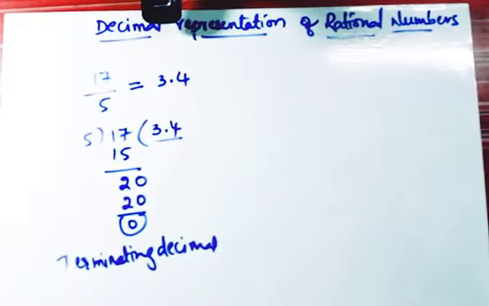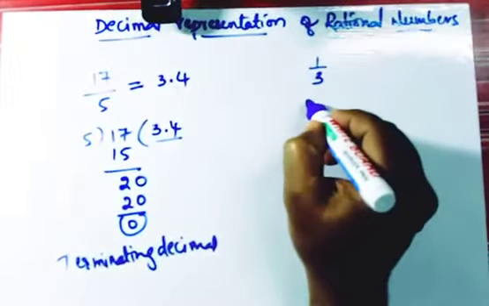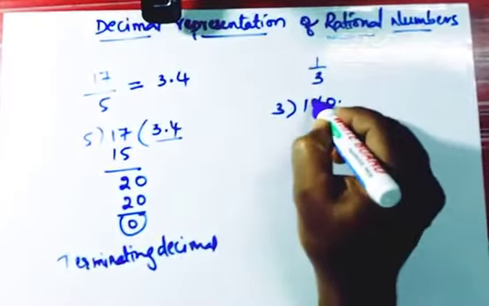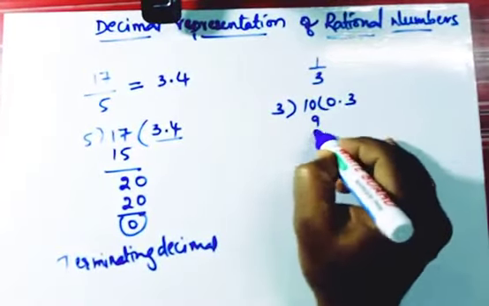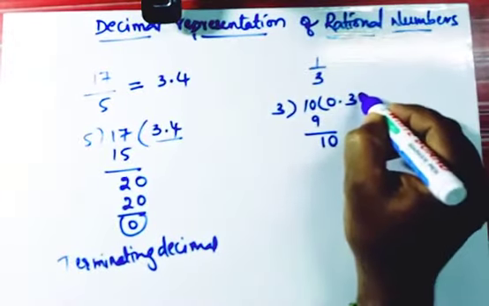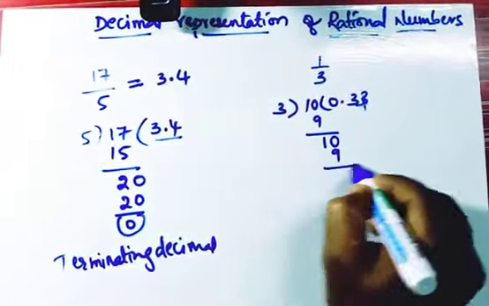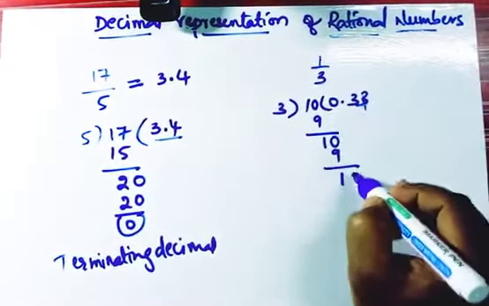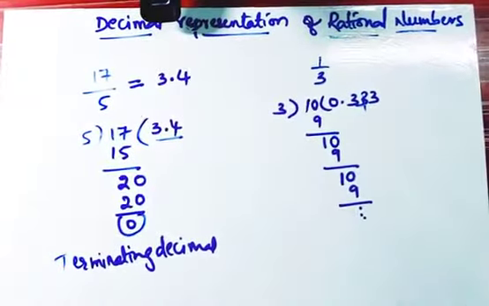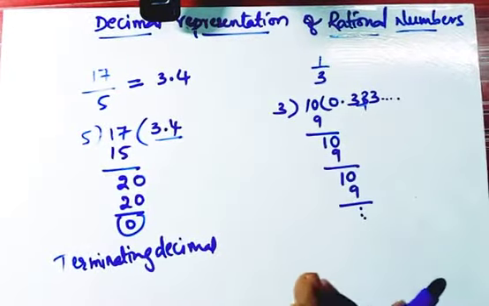Consider one more example. Here we are taking 1 by 3. If I divide 1 by 3, take the point and 0. So 3 times 3 is 9 will come. The remainder is 1. Again, the point is already there, so you take 0. Again 3 times 3 is 9, and the remainder is again 1. Again you take 0. Again 3 times 3 is 9. There is no end for this answer, and that 3 is repeating continuously in the quotient part.